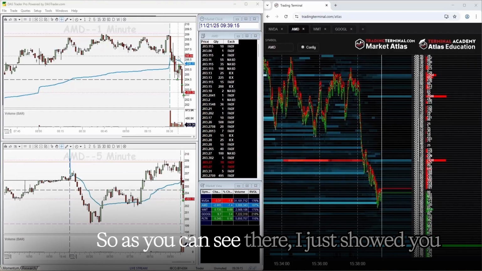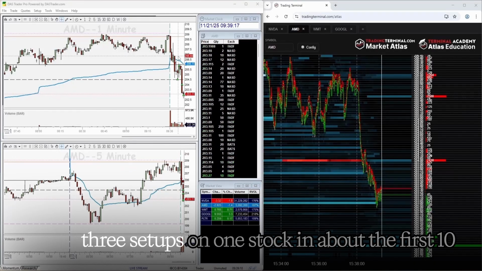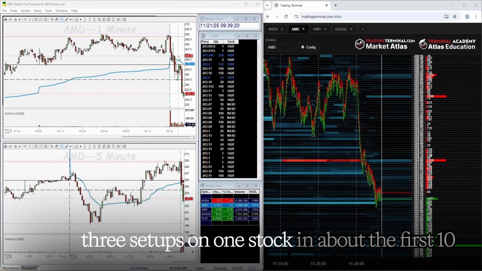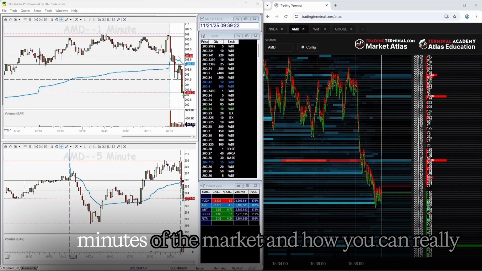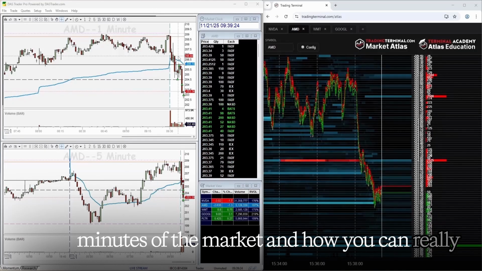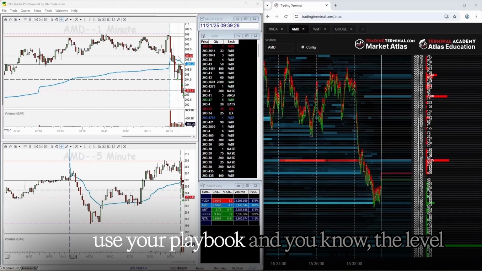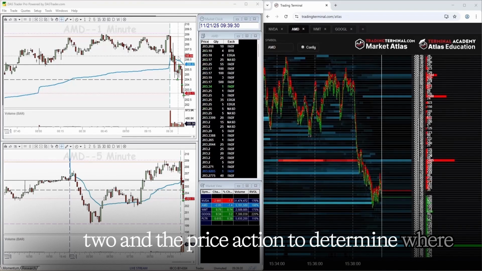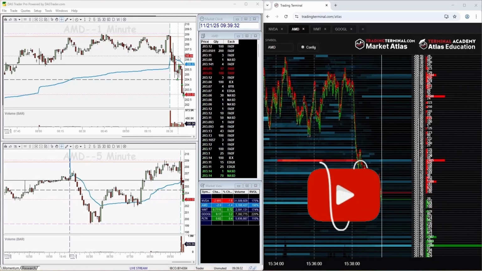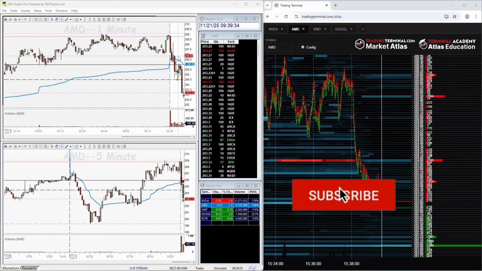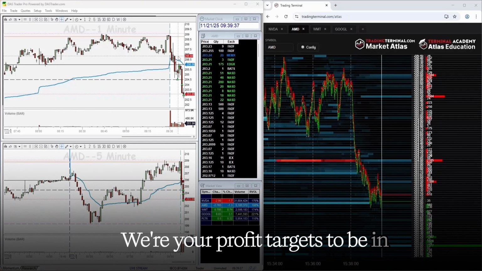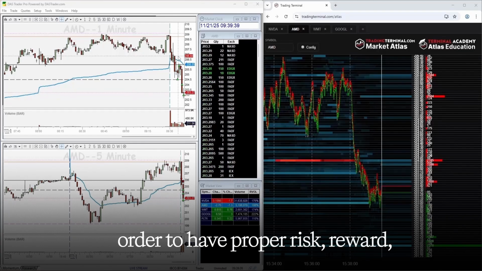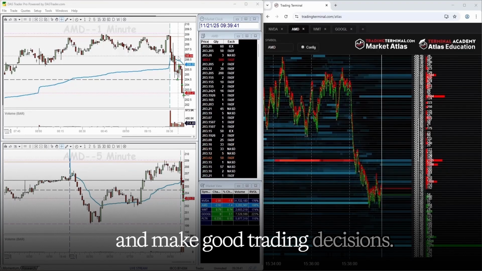As you can see, I just showed you 3 setups on one stock in about the first 10 minutes of the market, and how you can really use your playbook, the level 2, and the price action to determine where you should enter and trade, where your stock should be, and where your profit targets should be, in order to have proper risk to reward and make good trading decisions.